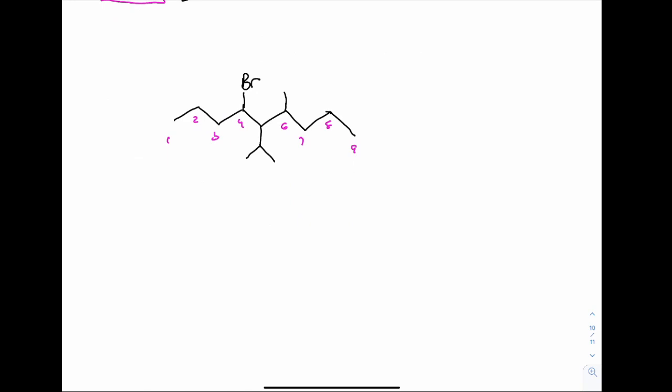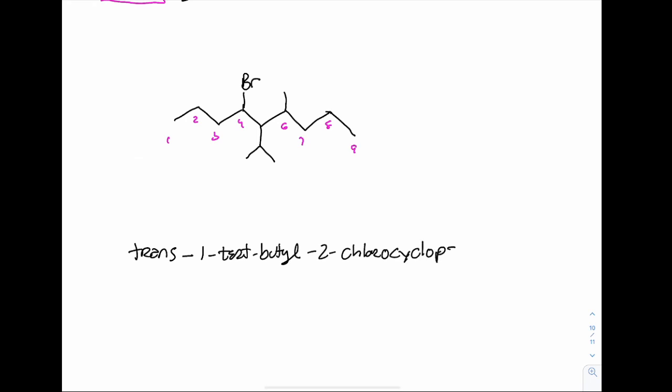Let's do another one. So let's draw trans-1-chloro. Oops, sorry, I didn't make this one up ahead of time. I was about to break a rule. So let's do 1 tert butyl, 2 chloro. Did you guys catch what I was doing wrong? I wasn't alphabetizing it. Cyclopentane.